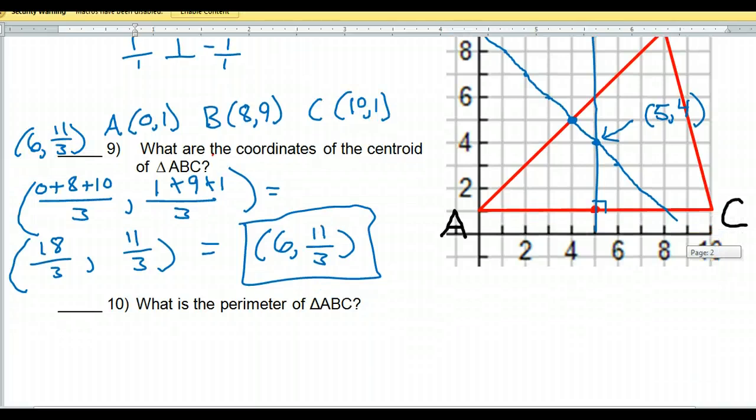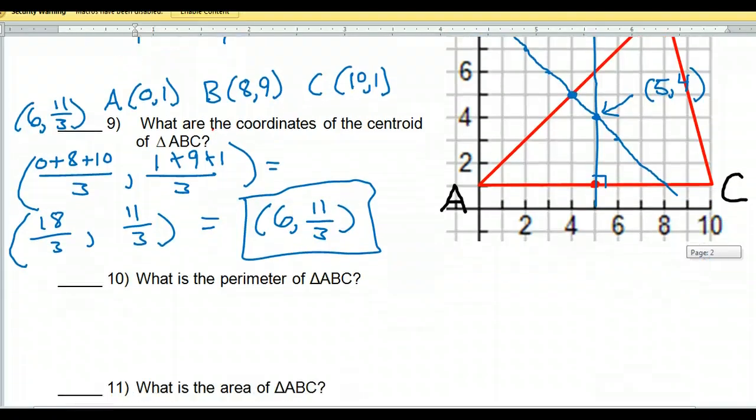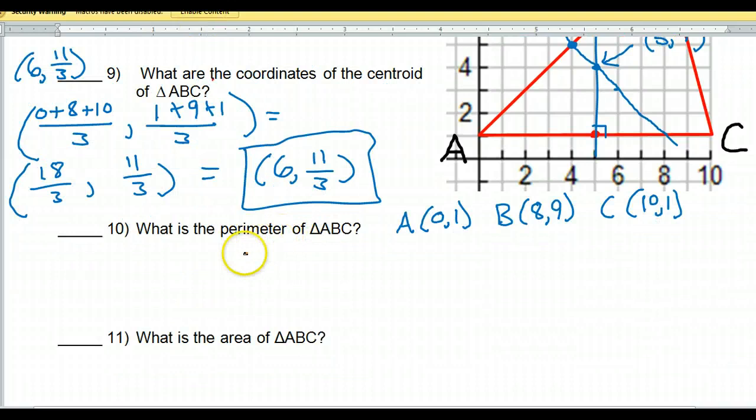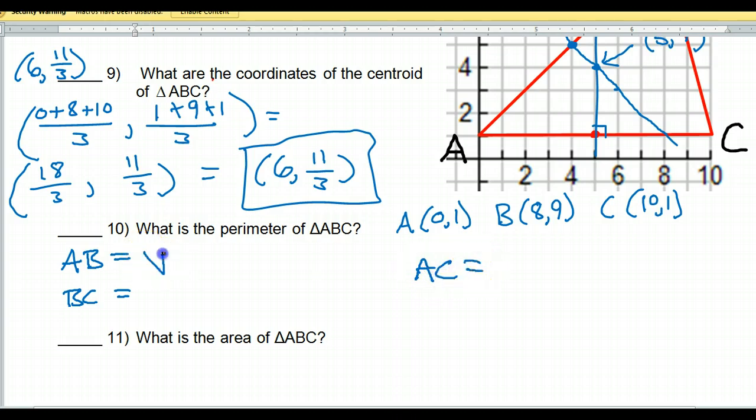Now the perimeter. If I'm going to do the perimeter, then I need all of the distances. Perimeter of a shape is just the sum of all the sides. So we need to find the 3 sides of triangle ABC. So that will be distance AB, distance BC, and then distance AC. So we just need to do that distance formula 3 times.